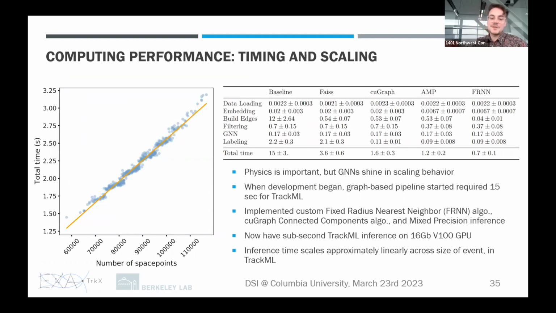So here we have a scaling of the number of space points, and okay, we've suggestively drawn a line that is linear, but in reality, the scaling is probably slightly more than linear, but it appears to be less than quadratic, which is exciting. And you can see that when we first started this project, each event took around 15 seconds to reconstruct. Through a lot of hard work and elbow grease, we've got it down to less than 1 second, which is kind of our target. Can we reconstruct each event in less than 1 second?